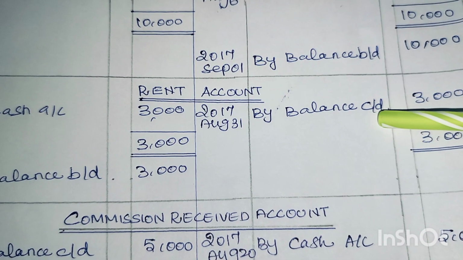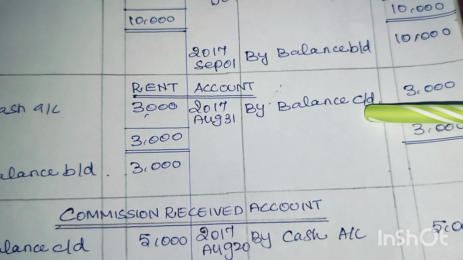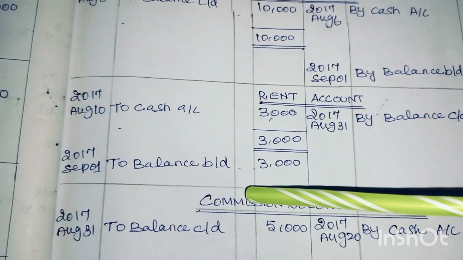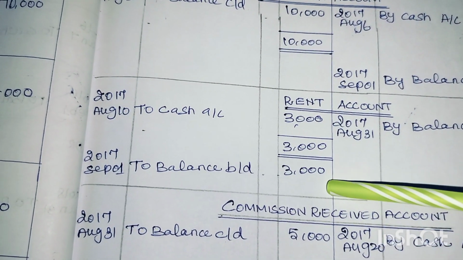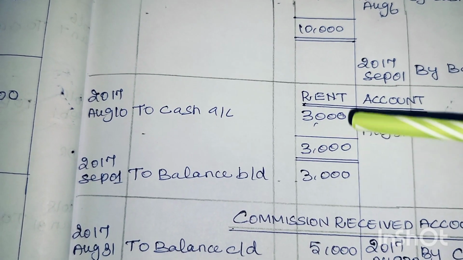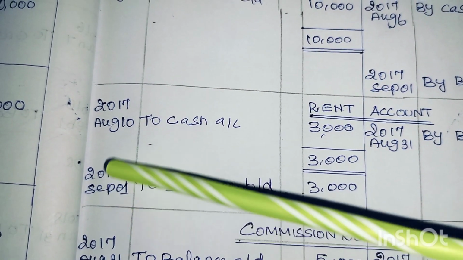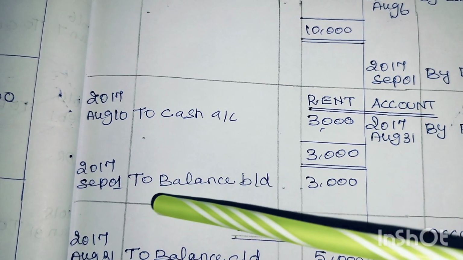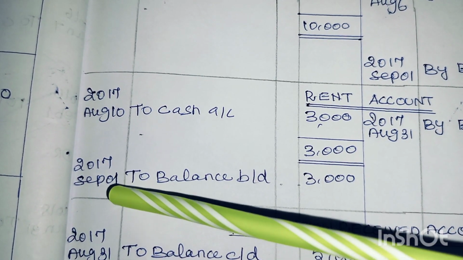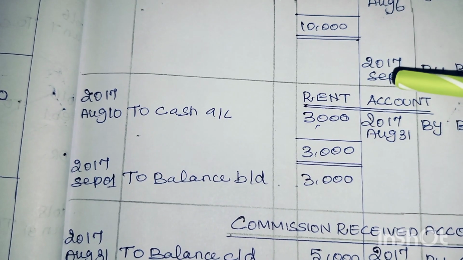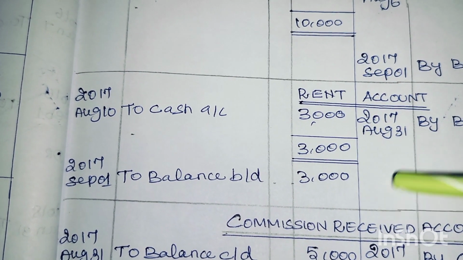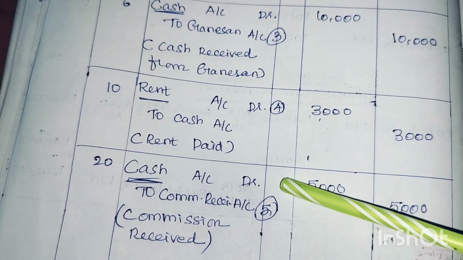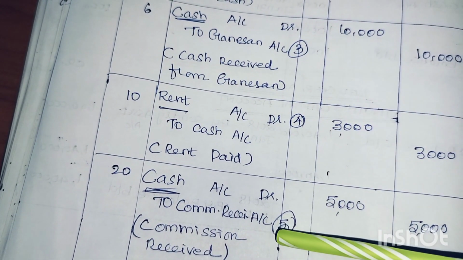What is the meaning of balance carry down? This is the closing balance of the rent account. Then we have to bring it down to the opposite side below the total. So we enter the 3000 and write 2017 September 1, to balance brought down, which means this is the next accounting period opening balance of the rent account. Okay, rent account posted.